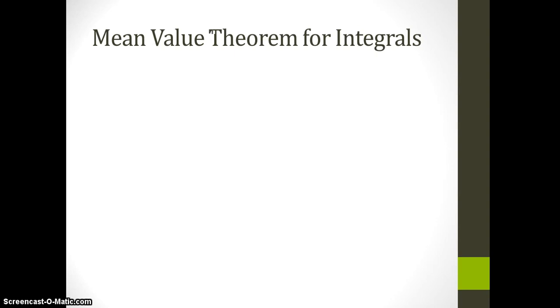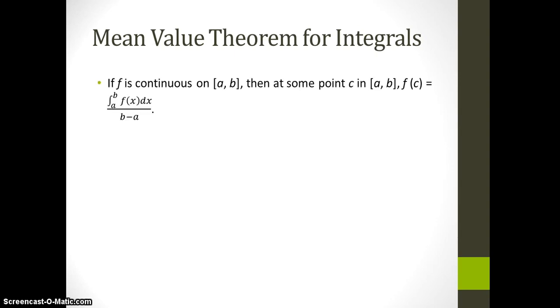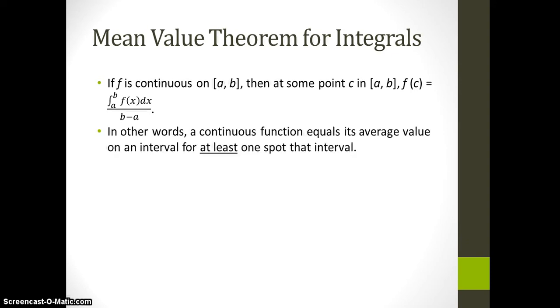One theorem that relates to average value is what we call the mean value theorem for integrals. And what it states is if a function f is continuous on a closed interval a to b, then at some point c in a to b, f of c is equal to the integral from a to b of f of x dx over b minus a. In English, what that means is the continuous function equals its average value for at least one spot on the interval.